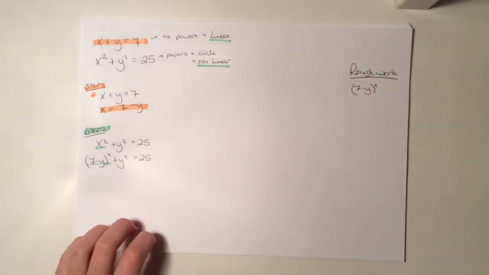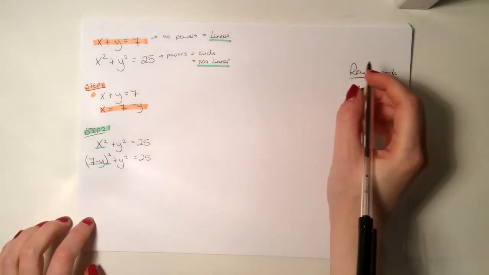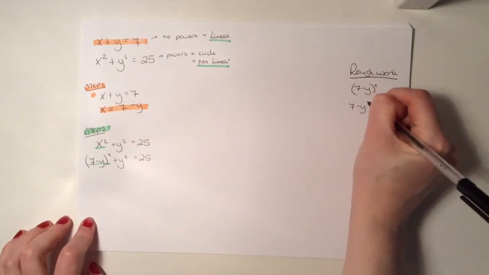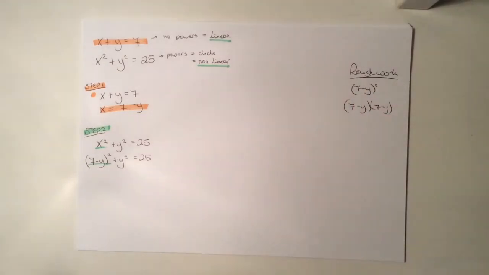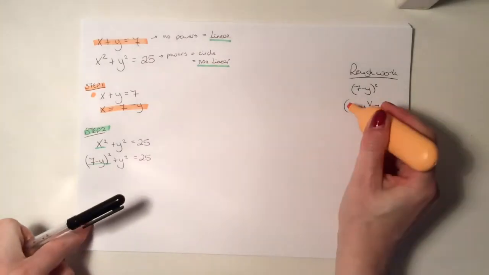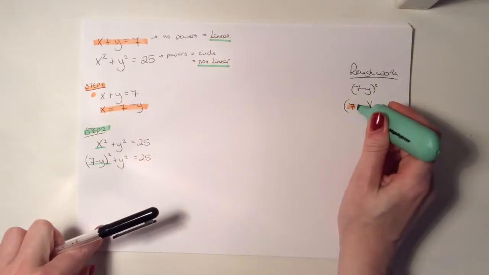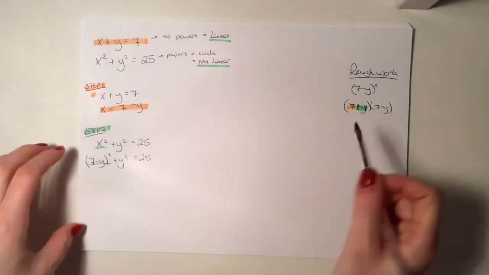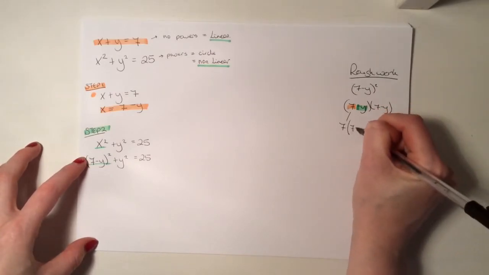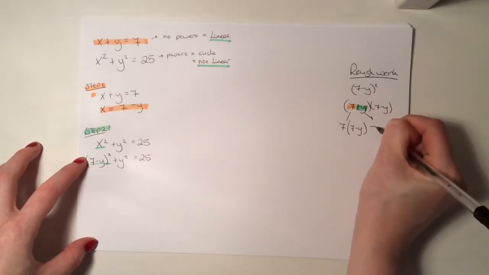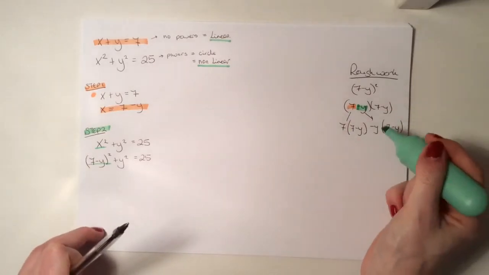So 5 squared is 5 times 5. So 7 minus y squared is 7 minus y times 7 minus y. Now, recap on multiplying out double brackets. You take the first bracket and you split it up. So I'm going to take the 7 and the minus y. So take the 7, multiply it by all the second bracket. Take the minus y, multiply it by all of the second bracket.